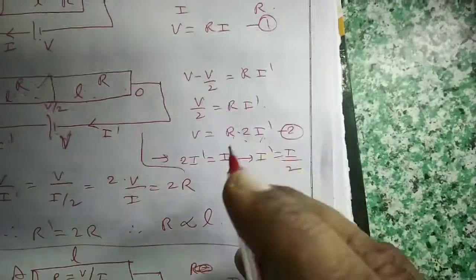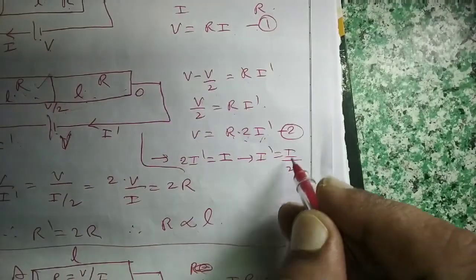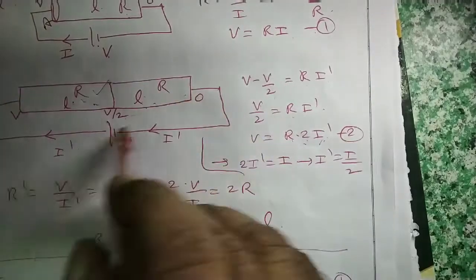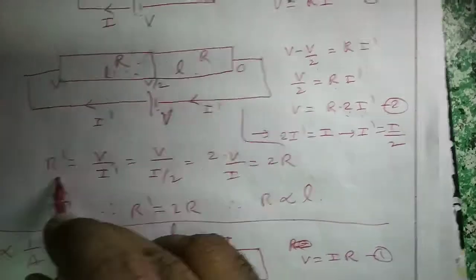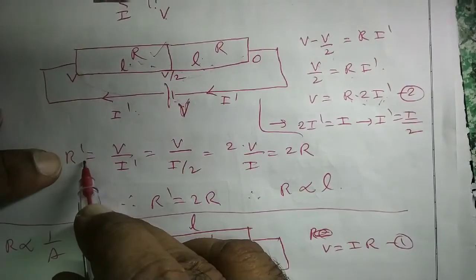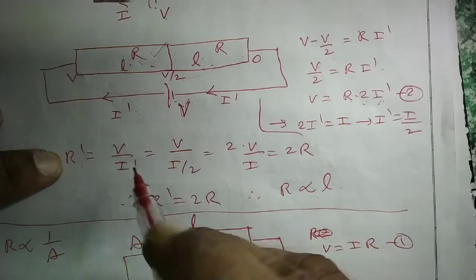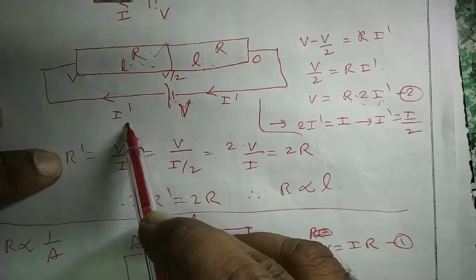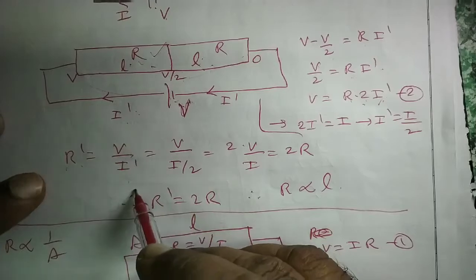Now from equation 1 and equation 2 we can get I dash is equal to I by 2. So this current is I by 2. Then the whole combination's resistance, let us imagine as R dash. The potential difference we applied is V, and the current formed we imagine as I dash. So R dash must be equal to V by I dash.